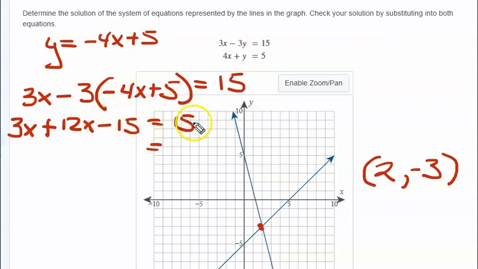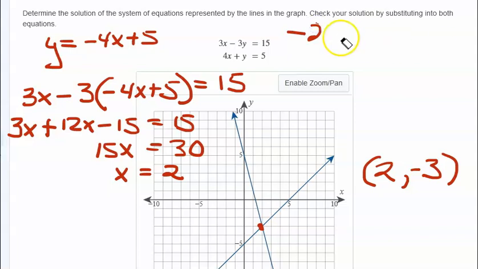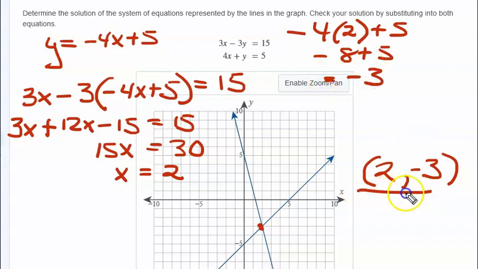So we bring this over. This becomes a positive on this side. So this is 30. Group our x terms. We get 15x equals 30. Divide both sides by 15. X equals 2. And there's our 2. And if we put our 2 into this equation, let's do it. Negative 4 first, times 2 plus 5. This would be a negative 8 plus 5 gives us a negative 3. So we've checked it two ways, but in this case, all they wanted was to be able to pick out the point of intersection of these two lines.